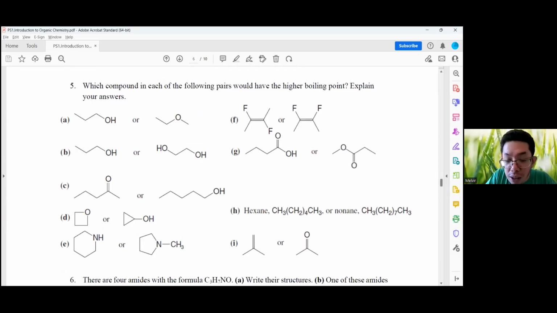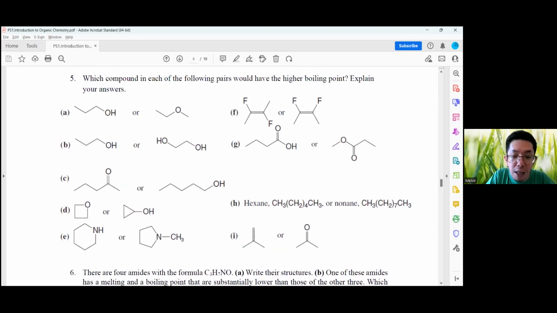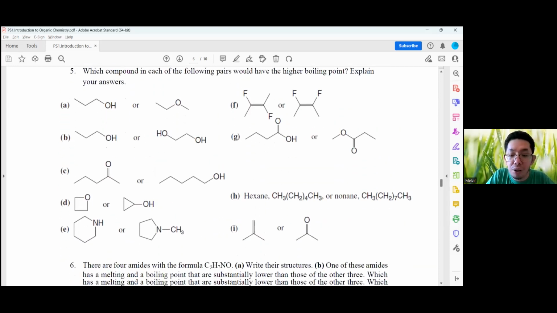Then, idugtong na natin tong number 5, Josh, ha, kasi kaparehas siya rin ng trend. So, sa number 5, you'll be given with how many sets or pairs? 1, 2, 3, 5, 6, 7, 8, 9. You have 9 pairs of compounds, no? Organic compounds. Which one will have a higher boiling point? And then explain your answer. Okay, so just provide a brief explanation why you will choose that structure to have a higher boiling point.